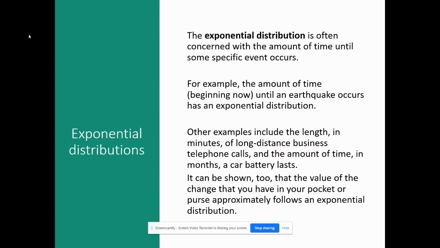So now let's talk about exponential growth. And that's often concerned with amounts of time until something occurs. You can think of the amount of time till an earthquake is going to occur, or the amount of time for long distance calls. For me, I think about exponential distribution as, say, I buy a new battery and then I want to know how long that battery is going to last in my car.